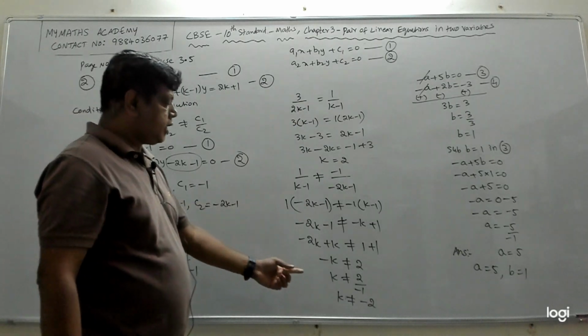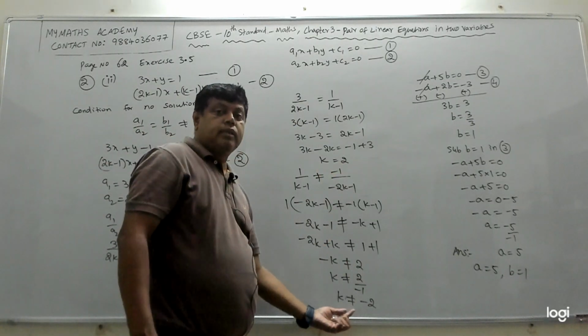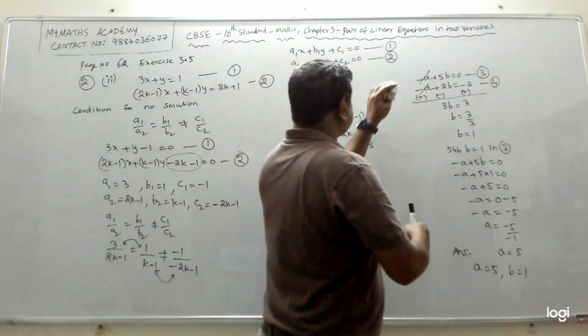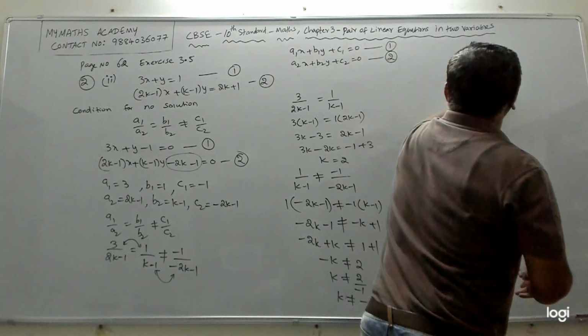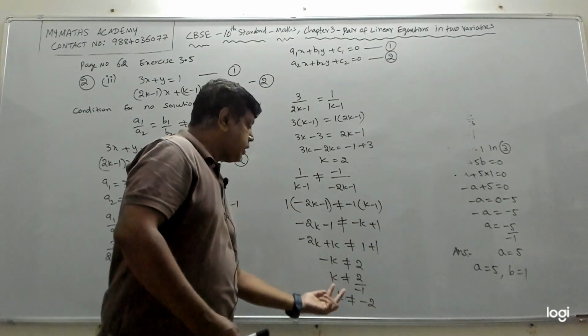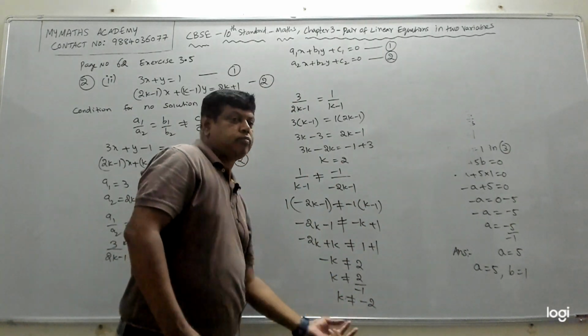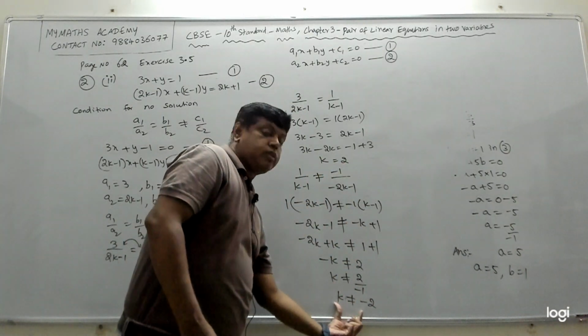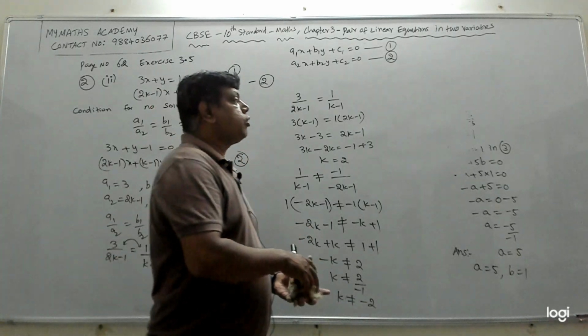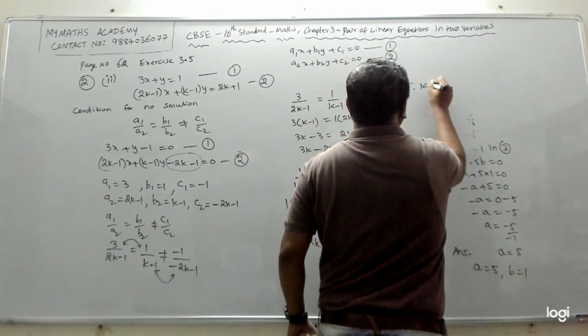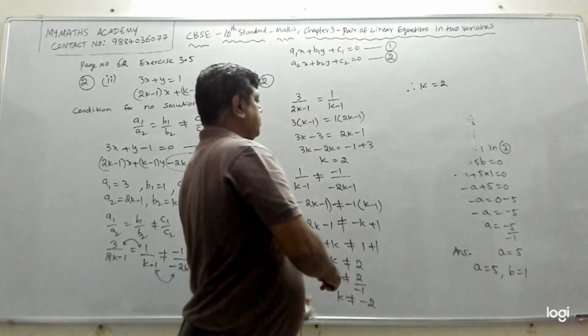But that is not the case here. Here k is 2, here k is minus 2. So the final answer is k is equal to 2 and k is not equal to minus 2. So k is 2, k is not equal to minus 2 means what? k should be equal to 2. Therefore, k is equal to 2. That is the answer.